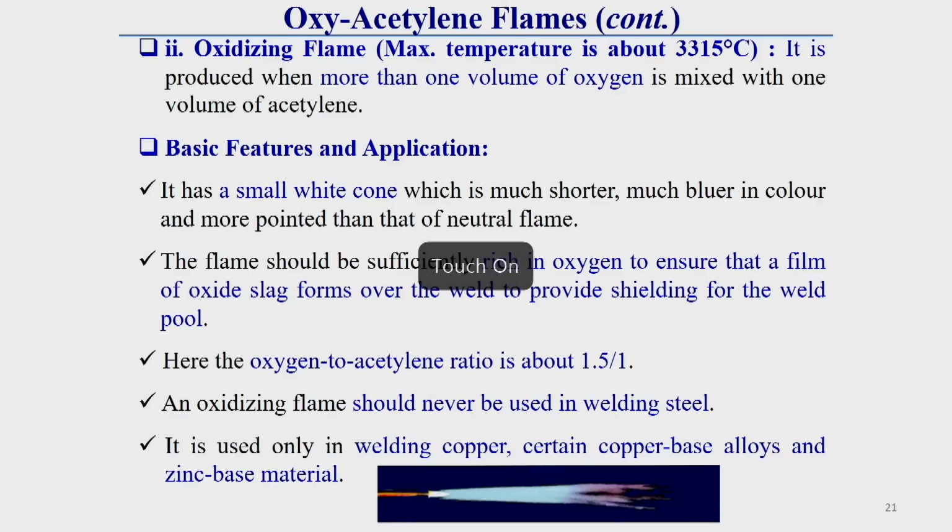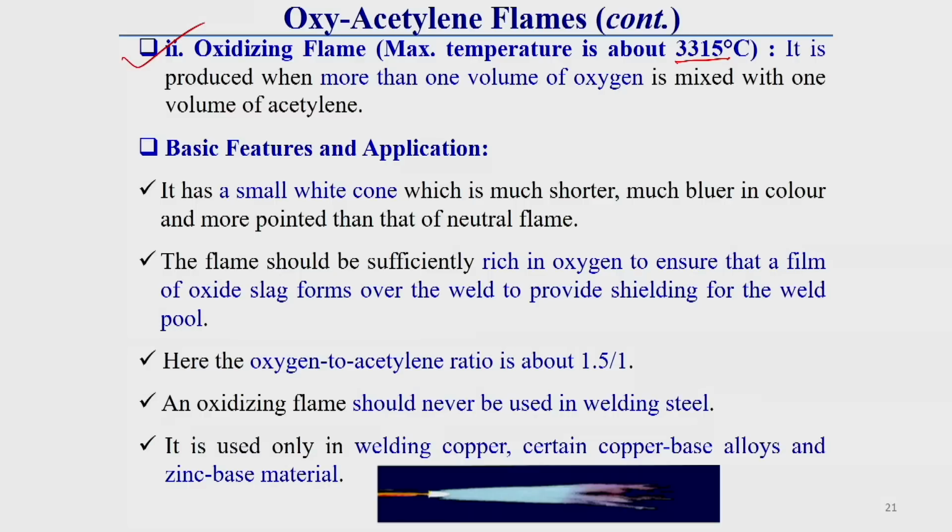Now, the last category of oxyacetylene flame is called the oxidizing flame. Here, as I have told you, if we increase the oxygen percentage or oxygen proportion, its flame temperature gradually increases. Here the maximum temperature is more than the neutral flame, that is 3315 degrees centigrade. It is produced when more than 1 volume of oxygen is mixed with 1 volume of acetylene. So, here the proportion of oxygen is more than the proportion of acetylene gas.